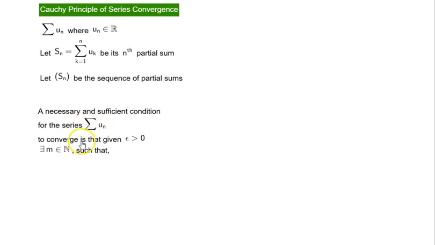Now, what the Cauchy principle of series convergence says is a necessary and sufficient condition for the series U sub n to converge is that given epsilon greater than 0, there exists m in the set of natural numbers such that the distance between any two arbitrary points, |S sub n plus p minus S sub n|, is less than epsilon for all p in the set of natural numbers and n greater than or equal to m. So here, necessary and sufficient condition. Let's look at the necessary part and then the sufficient part of the condition.